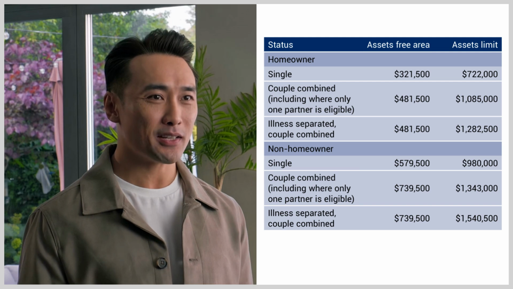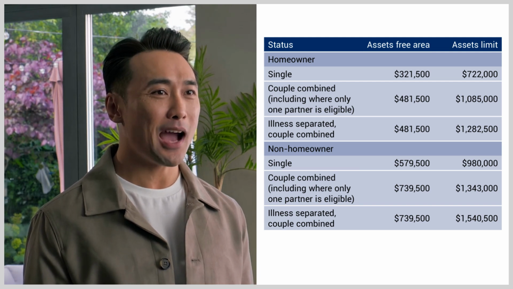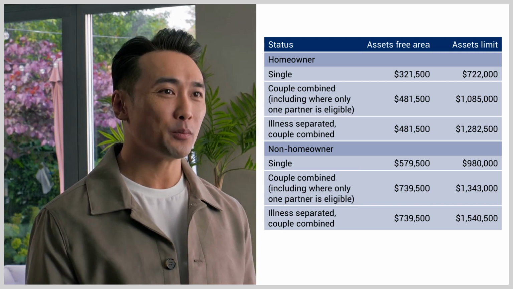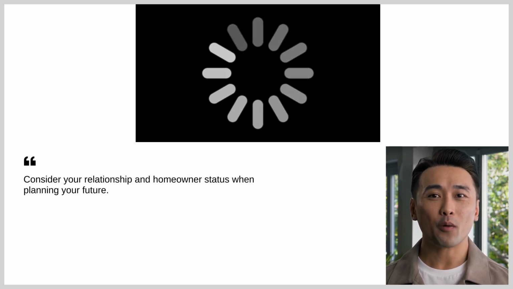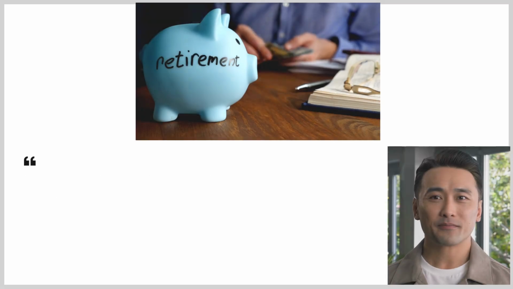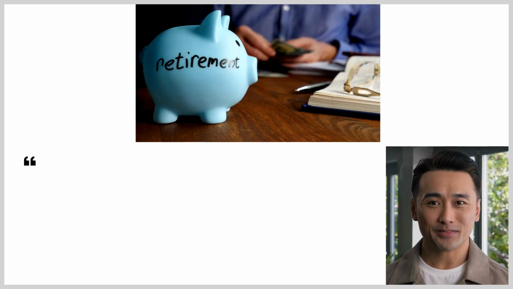Each of these categories has its own numbers showing the asset-free area and the asset limits used when calculating pension eligibility. So before Centrelink can apply the correct numbers from this table, they first need to know two things: your relationship status and your homeowner status. That is exactly why question 48 appears in the form.